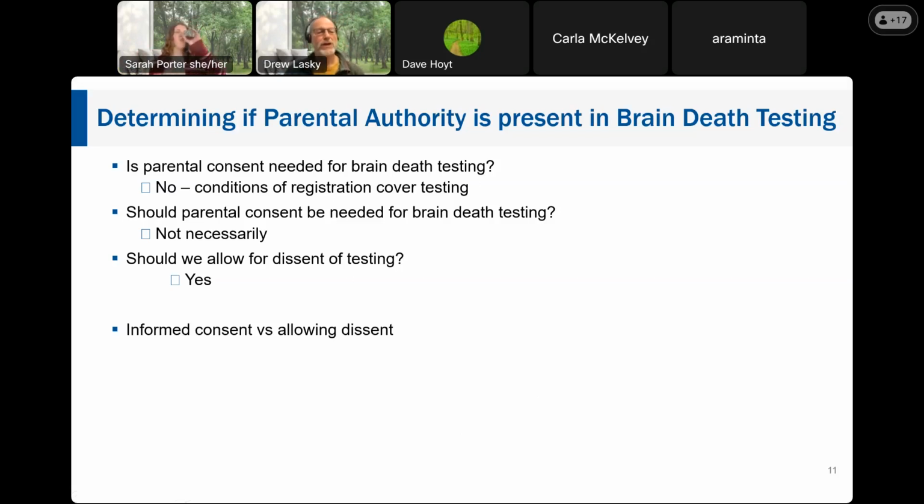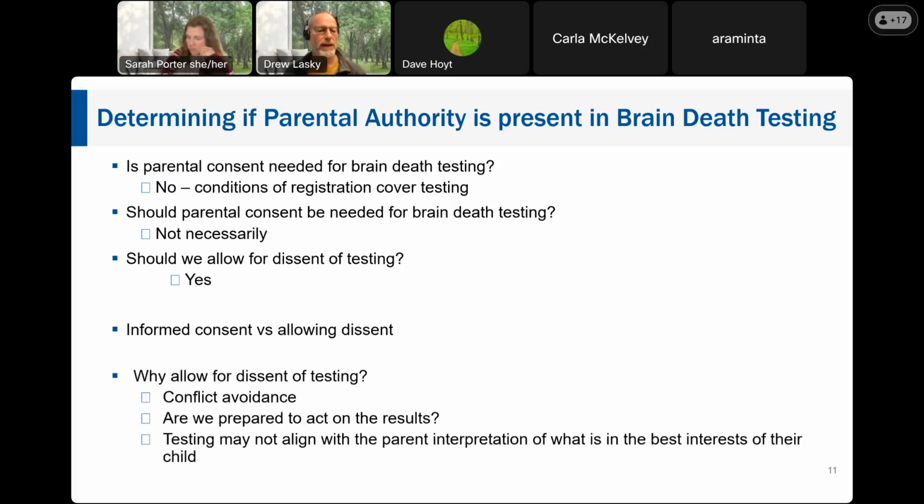Well, we've talked about the idea of informed consent versus allowing dissent. I think part of the conversation about the need for consent and having two parents is that if one of the parents gives consent, then if consent is needed, one could proceed if that's what the goal was, but that wasn't the goal in this situation. Go ahead. And why would we allow for dissented testing? Obviously, lots of conflict to avoid.